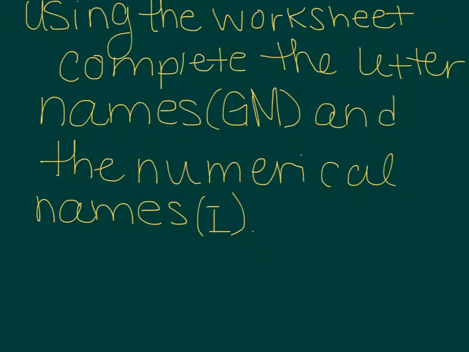Using the worksheet provided in class, complete the letter names, like the G major, and the numerical names, so 1, and fill out the sheet. On top of the staff, don't forget to include the root note and the scale degree for the root note.